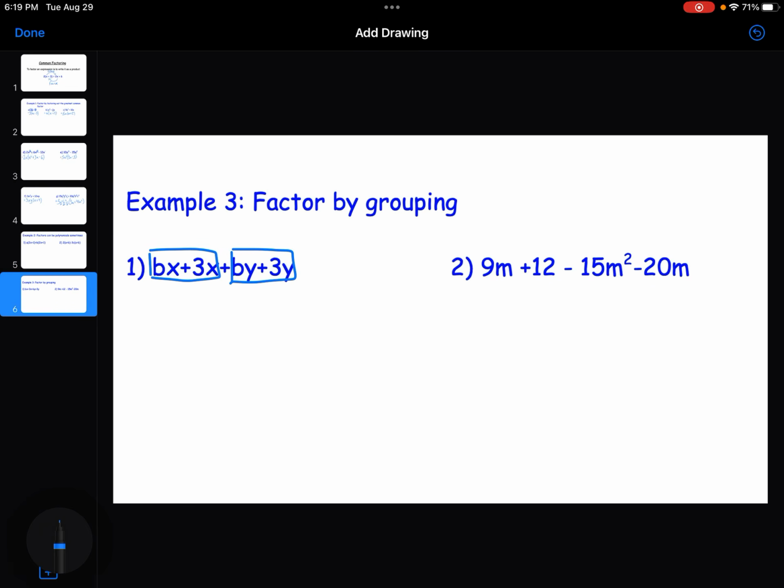So in the first two values, I see that I can take out an x. So if I take out an x, I'm going to be left with b plus 3. In the second two values, I see that I can take out a y. So I'm going to do the same thing, and I'm going to be left with b plus 3 again. Now that's my common factor. So then this is going to be b plus 3 times x plus y. And now we've simplified it. Let's look at the next one.